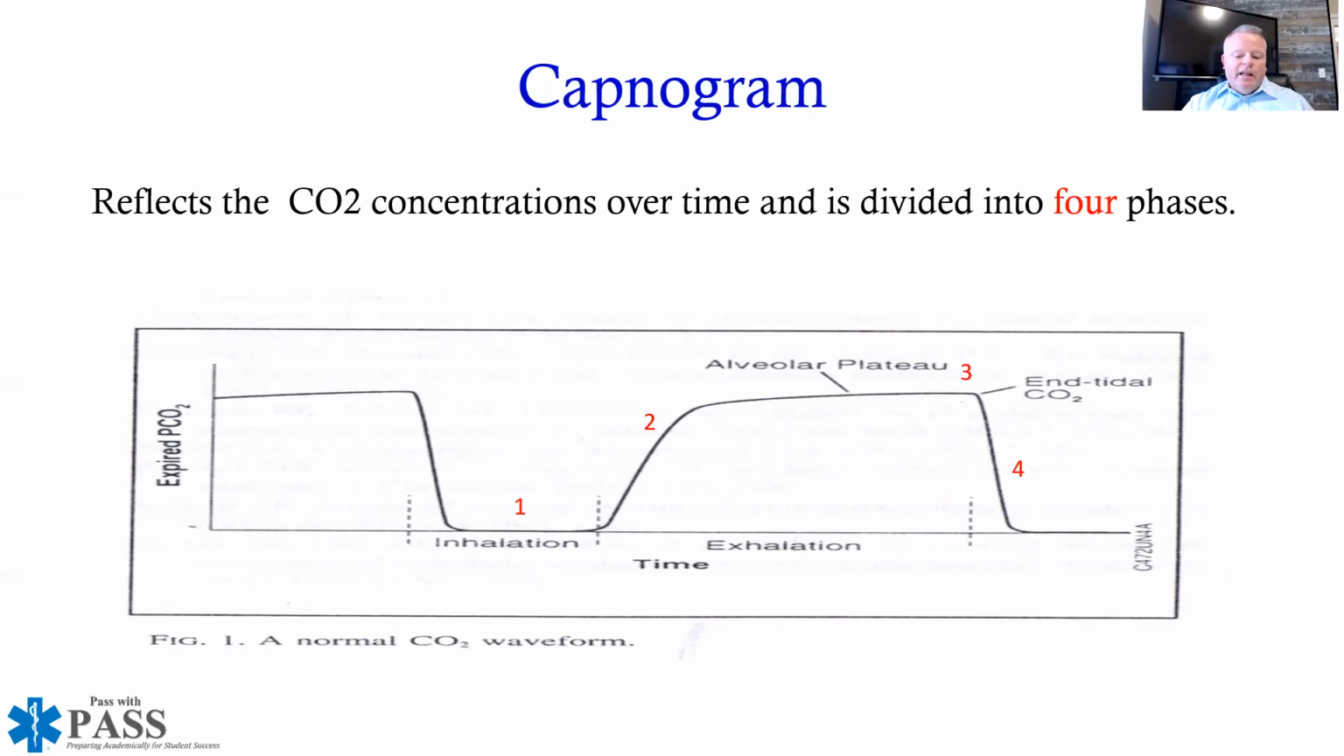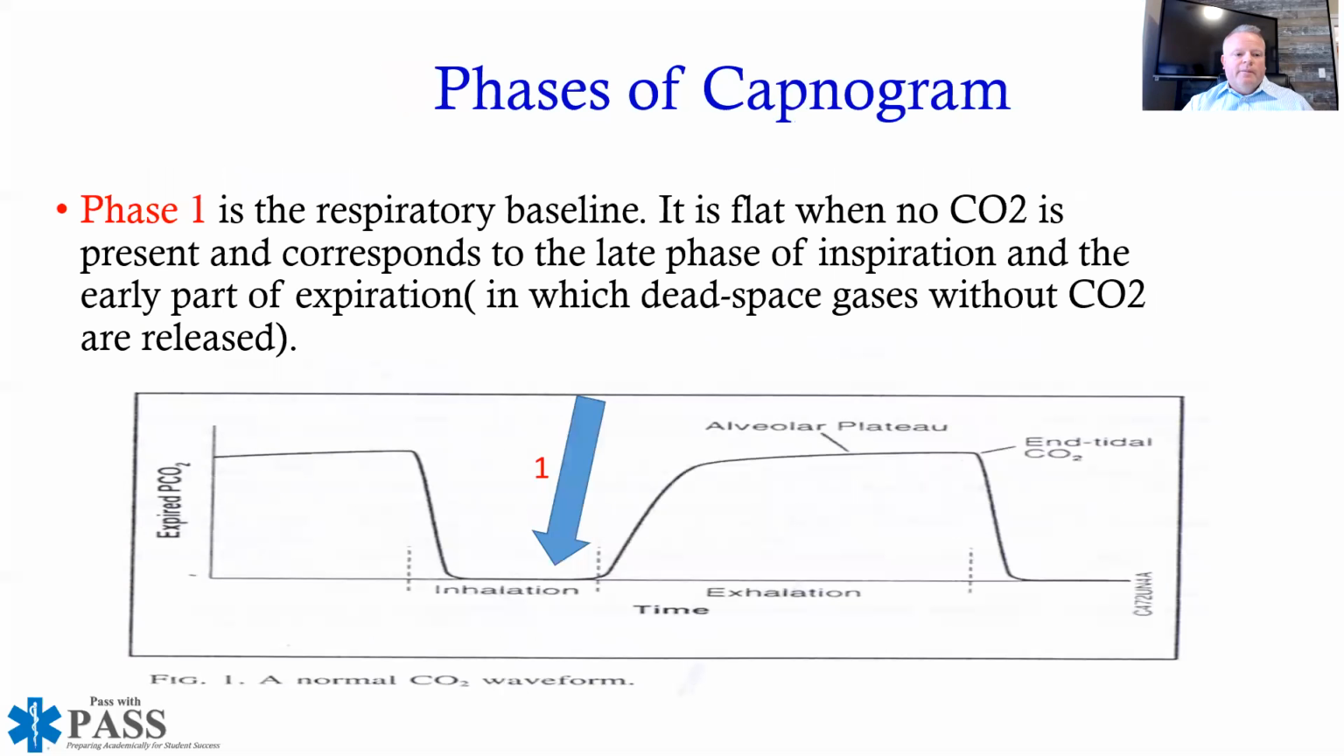It's divided into 4 different phases, and we'll look at each of these individually. So phase 1 is the respiratory baseline. If you're going to equate this to an EKG, think of it as the isoelectric line, right? The base or the bottom line, it's flat. It is flat when there is no CO2 present, and it corresponds to the late phase of inspiration or inhalation and the early part of expiration or exhalation.